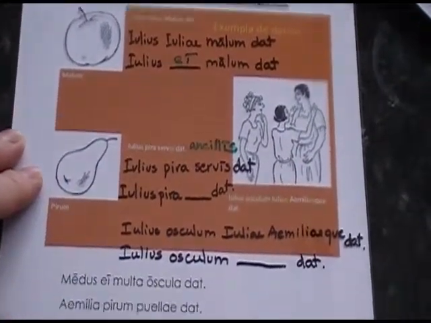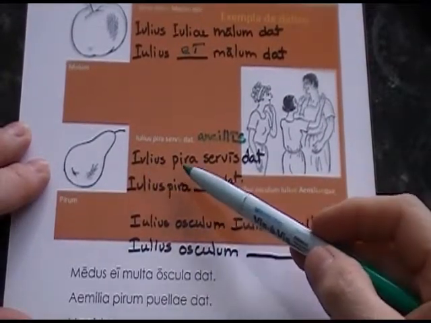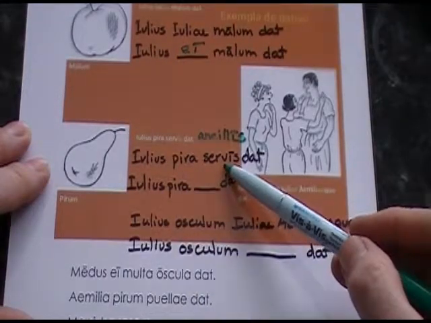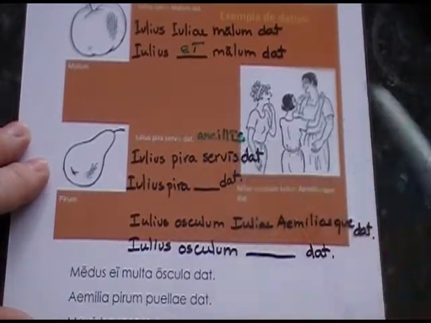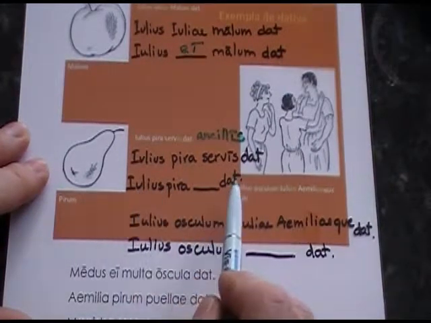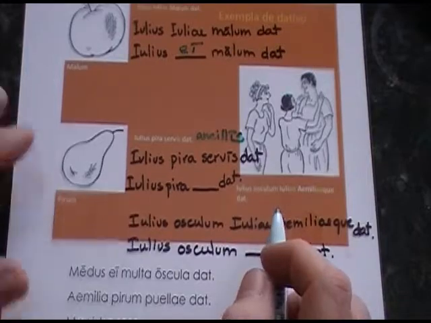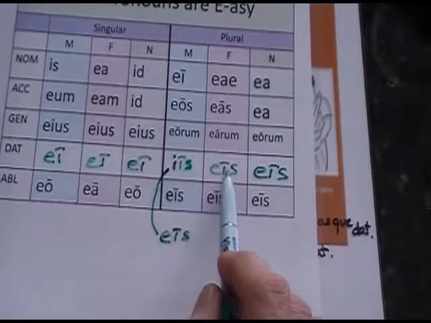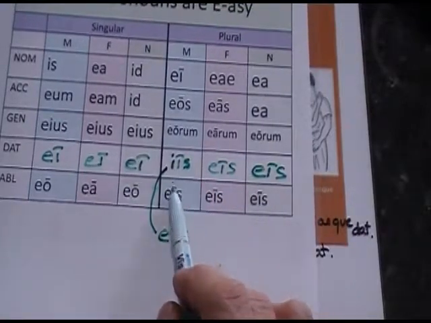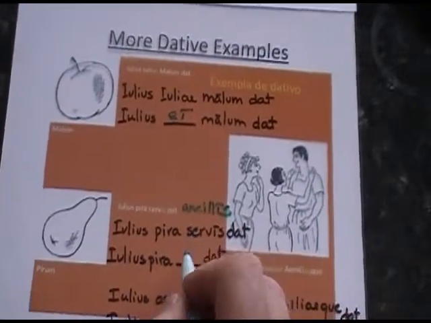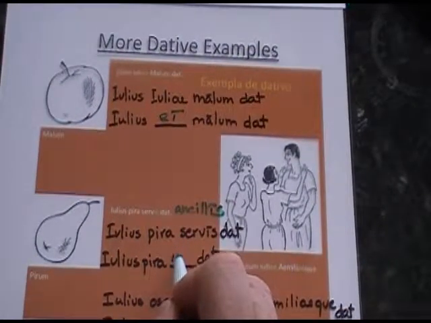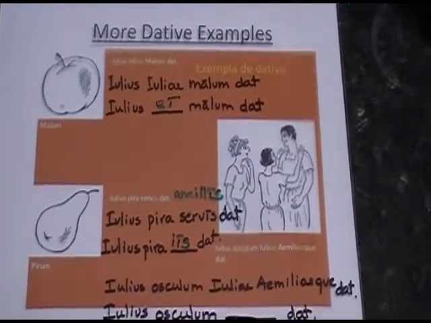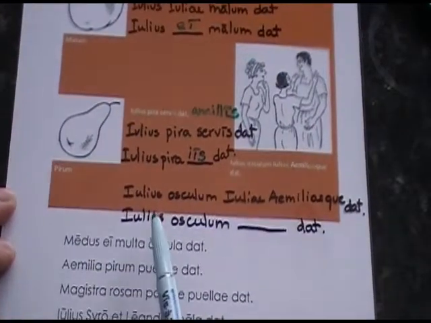And for here, Julius pira servis ta dat. Julius gives pears to the slaves or to the maids. And then here we would say Julius gives pears to them. If we wanted to say to them, we have two options. Over here would be the them. We could say iis or eis. I think sometimes our book uses eis. That has a dot on it.